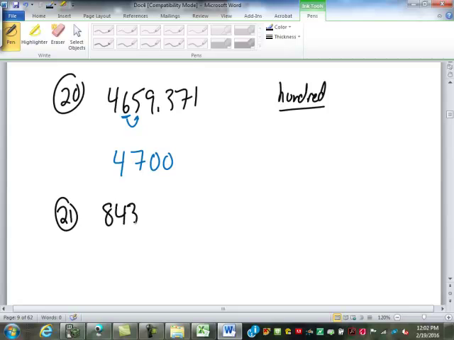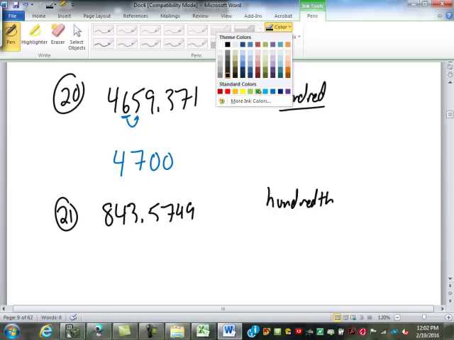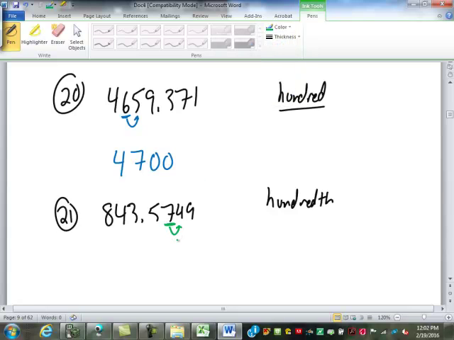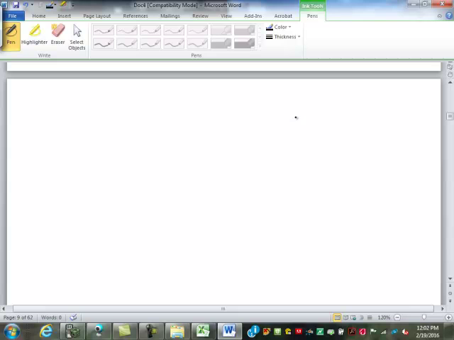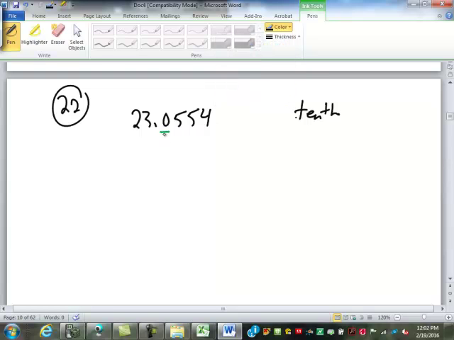21, 843.5749 to the nearest hundredth. The hundredth place is the 7. That 4 is less than 5, so we're going to round it down. So 843.5, and that's just going to stay 7. 22. 23.0554 to the nearest 10th. The 10th digit is the 0, but the 5 is telling us to round up, so 23.1.